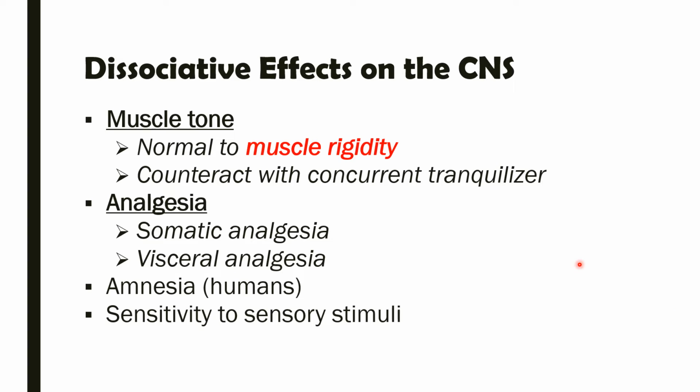It also provides analgesia, both somatic and visceral analgesia. The analgesic action at the sub-anesthetic dose is believed to be primarily due to NMDA receptor antagonism in the brain and the spinal cord, as well as its action on the mu receptor. In man, it produces amnesia, so it is assumed that it also does in animals. Another property of the dissociative anesthetics is that it increases the sensitivity to sensory stimuli. So the animal might react when they hear something. And again, it increases the sensitivity to stimuli such as noise.